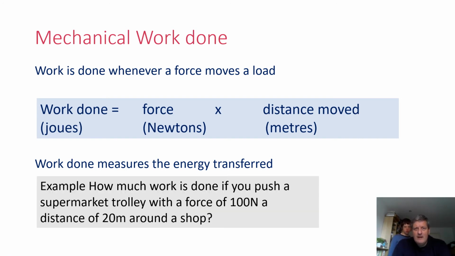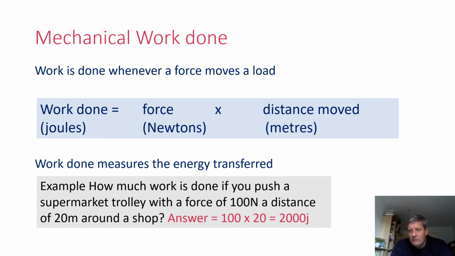Example: how much work is done if you push a supermarket trolley with a force of 100 newtons around a distance of 20 meters around a shop? Have a go at that and write your answer with the correct unit. Of course the answer is 2000 joules, J for joules there, 100 newtons multiplied by 20 meters. So well done if you got that right.